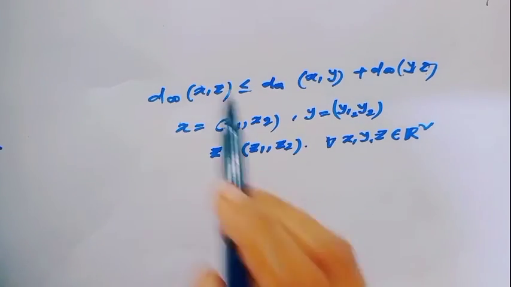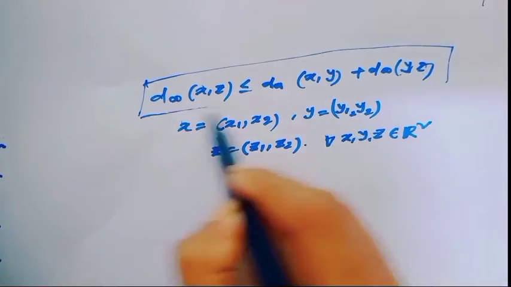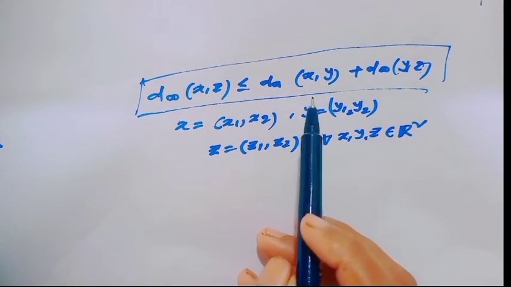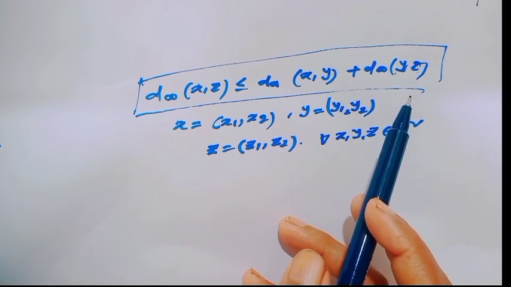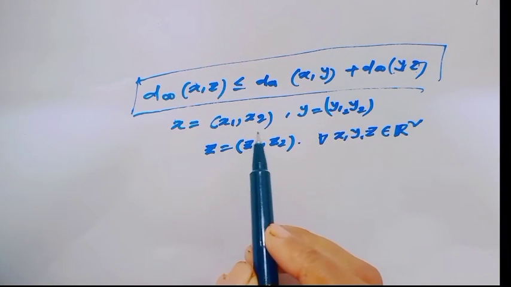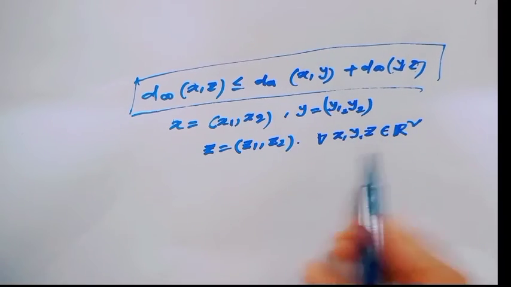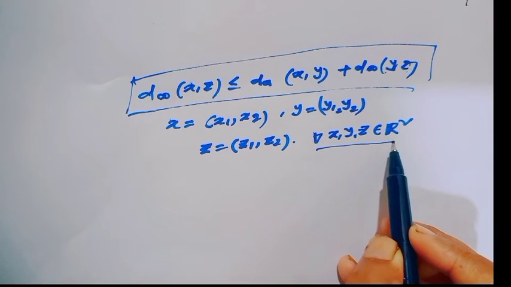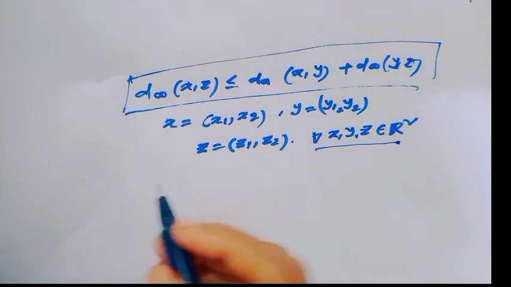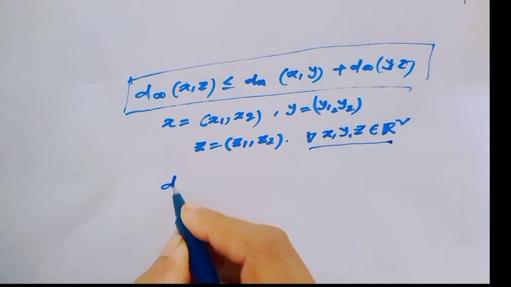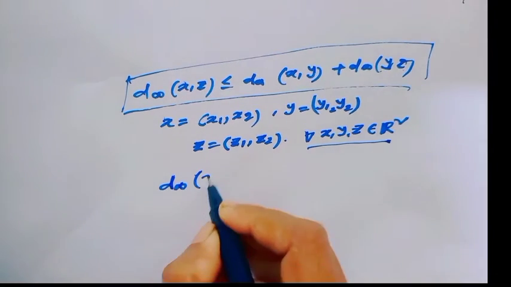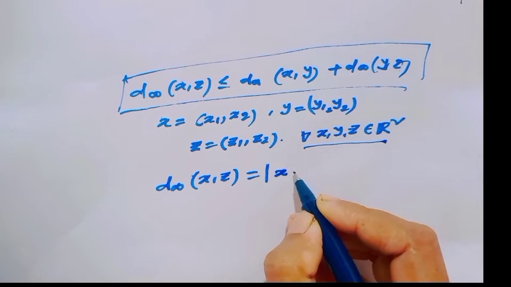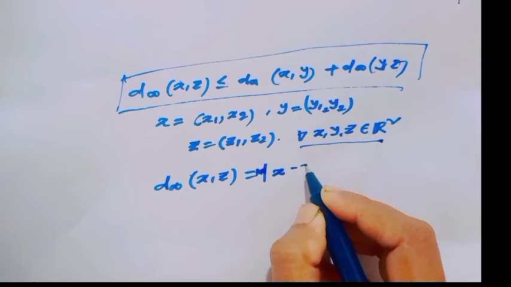Now we have to prove the triangle inequality. We have to prove d infinity(x, z) is less than or equal to d infinity(x, y) plus d infinity(y, z), when x equals (x1, x2), y equals (y1, y2) and z equals (z1, z2), for all x, y, z belonging to R2. And d infinity(x, z) means the maximum of |x minus z|, okay?